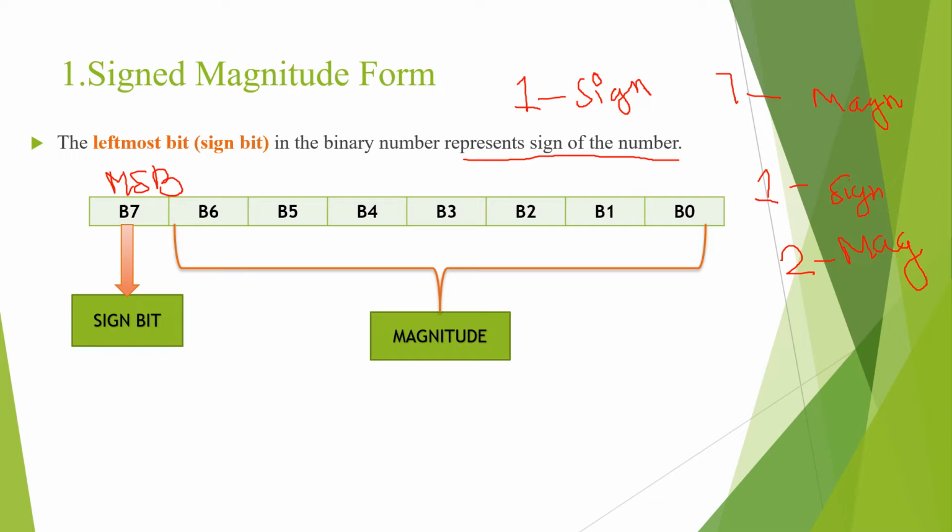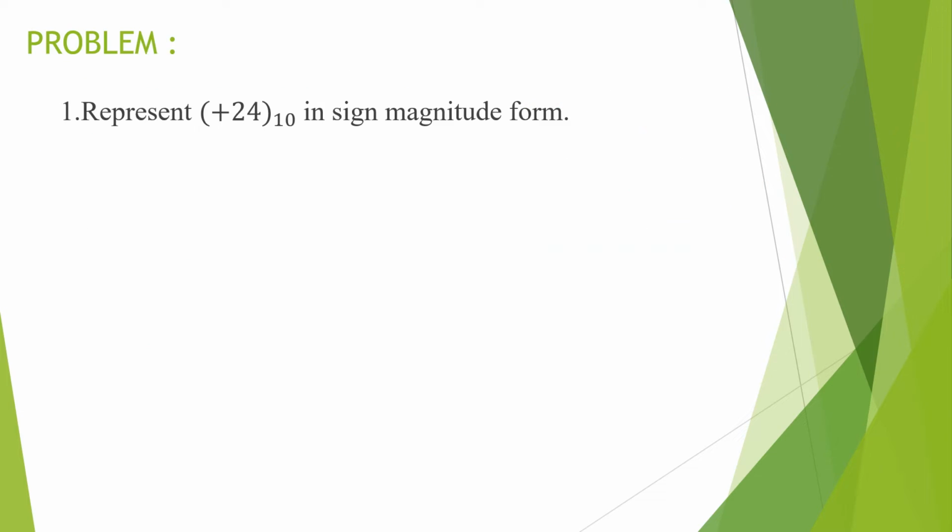Since it is 1 bit, B7 can be either 0 or 1. If it is 0, B7 represents a positive number. If B7 is 1, it represents a negative number. So in sign magnitude form, the leftmost bit, the MSB, tells you the sign: if it is 0, it is a positive number, if it is 1, a negative number, and the remaining bits from B0 to B6 are the magnitude bits. We'll see an example for this sign magnitude form.